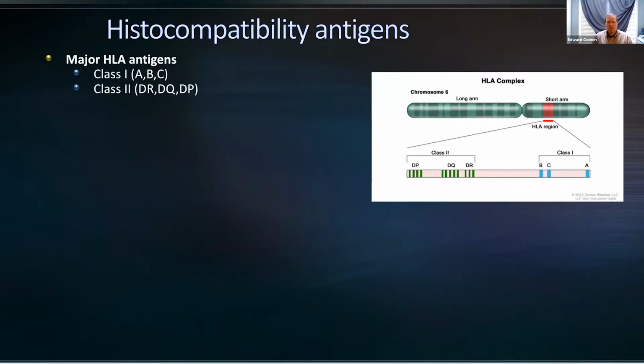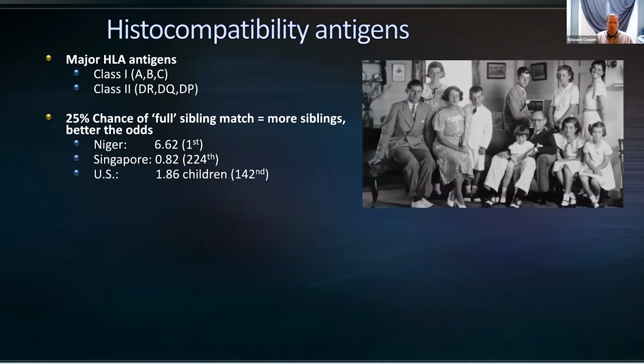So I'm not going to spend too much time on the biology of graft versus host disease. I think this is probably pretty well established for most of you, but you have about a 25% chance of being a full match with a related sibling. And so the number of siblings you have makes a big difference in terms of the likelihood of you having a match. The US is actually ranked 142nd in terms of the number of children per capita that families have.